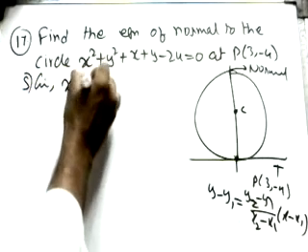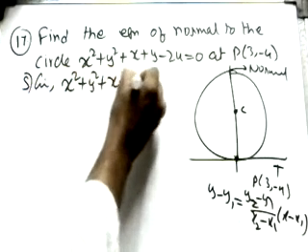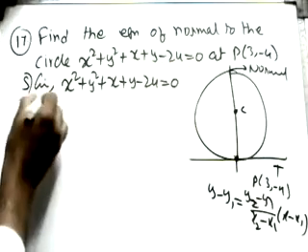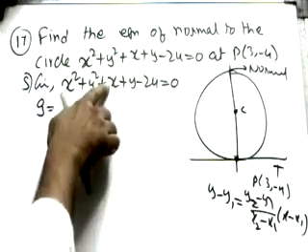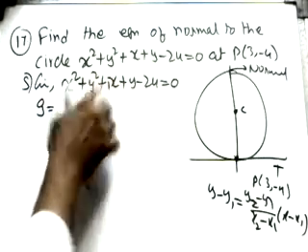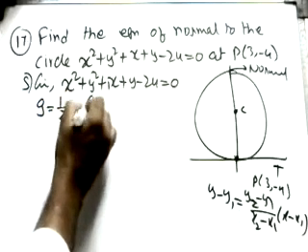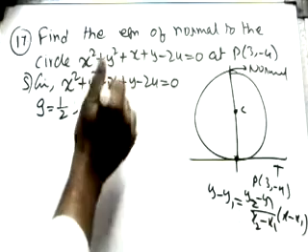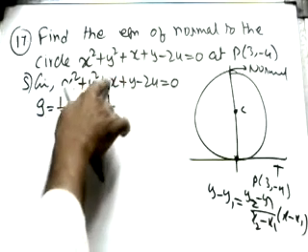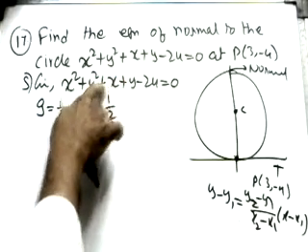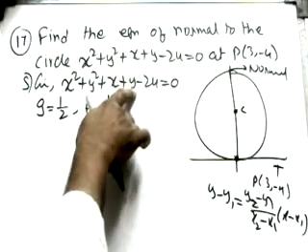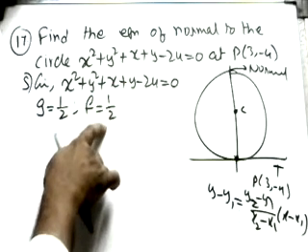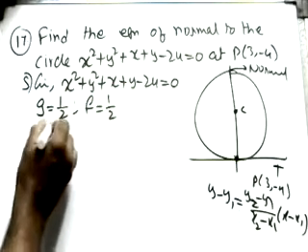So first, what is here? Given circle is x square plus y square plus x plus y minus 24 equals to 0. What will be the value of g? Coefficient of x is 1. So its half, 1 by 2 is g. F is the coefficient of y by 2. Coefficient of y is 1. 1 by 2 will be f. Always the coefficient of x when reduced to half, it will be g. Coefficient of y reduced to half, it will be f.